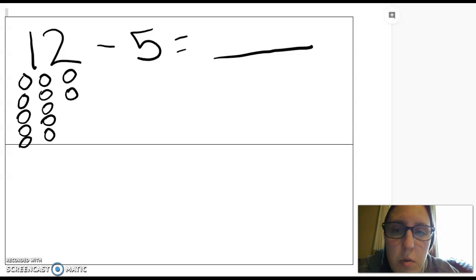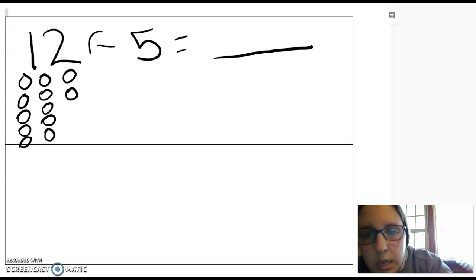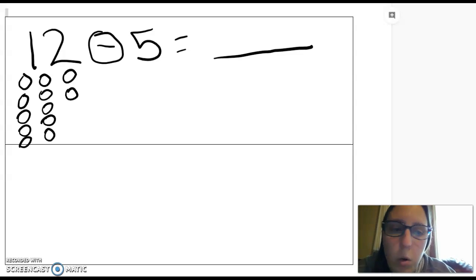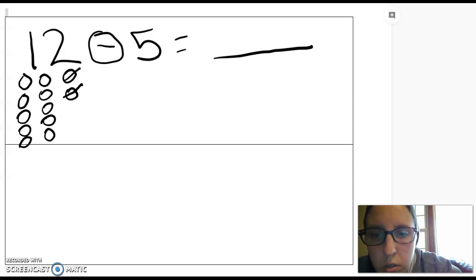Now with subtraction, remember, this is our subtraction sign. That means we're taking away. We're not adding 5 more, we're taking 5 away. So what we're going to do is cross out 5 of our circles. 1, 2, 3, 4, 5.